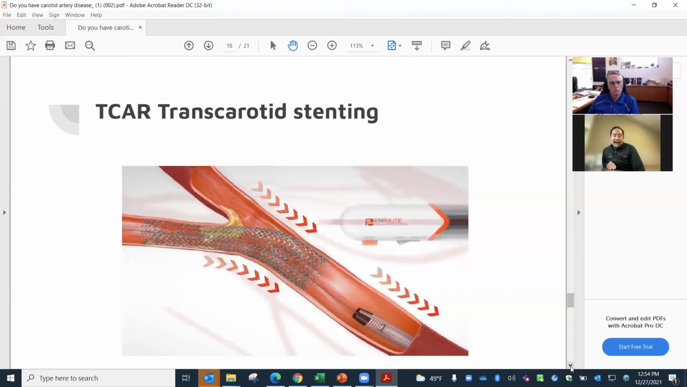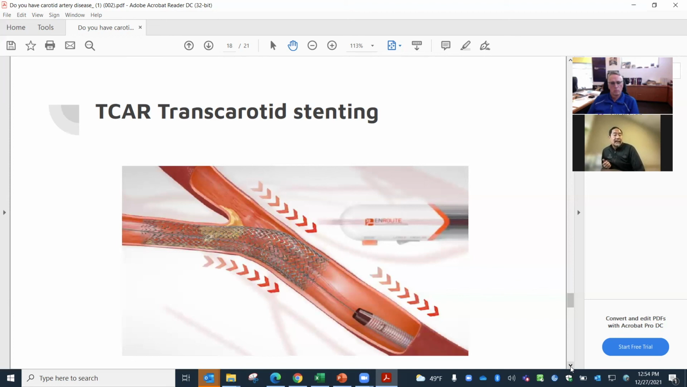So in a TCAR procedure, transcarotid stenting, we create what's called a reversal of flow. You see those arrows there? The brain is up to the left. Upstream is up to the top left of the screen, and your catheter is in the bottom right of the screen. What we do is we create a reversal of flow in which blood flow is now not moving toward the brain. Blood flow is now moving toward your catheter.